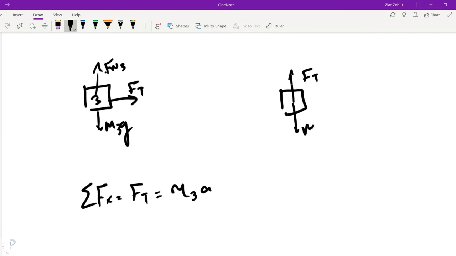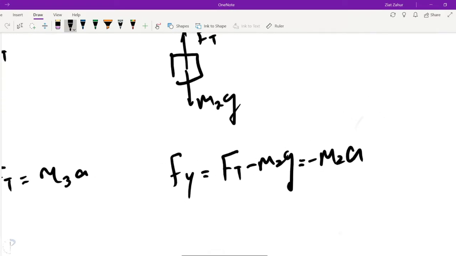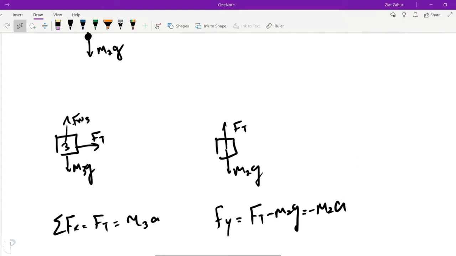Let's see. Tension force up, M2G down, and in the y-axis, now this one's going downward, so tension up minus M2G equals negative M2A. If you don't want to do the negative sign, you could always look at it sideways. Remember, instead of looking at it in the curved space model, you can look at the flat space model.